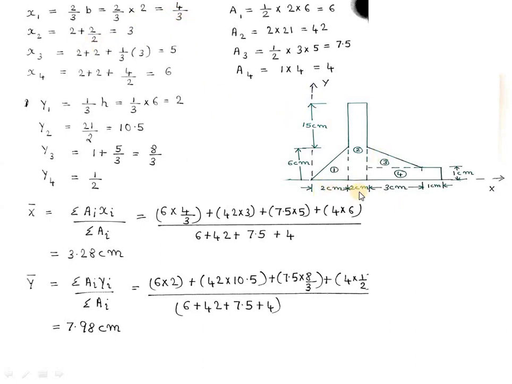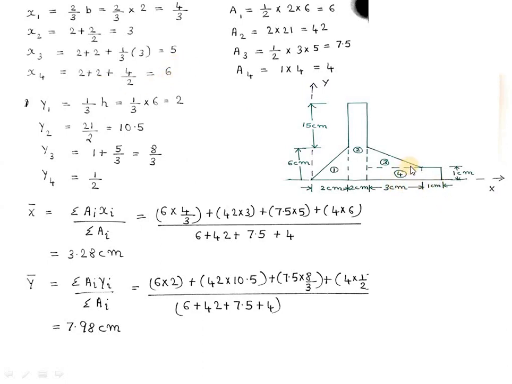Then x2 will be at the center of this rectangular portion, that is at 1 centimeter from this point. So the total x2 distance will be 2 plus 1, that is equal to 3. And x3: here we are having the 90-degree angle, so the centroid will be located at a distance of 1 by 3b from this point. That is 1 by 3 into 3 centimeter plus 2 plus 2, that is 5 centimeters.